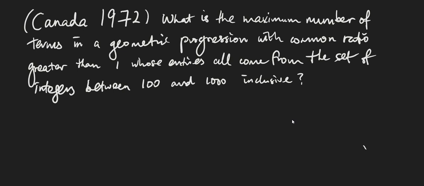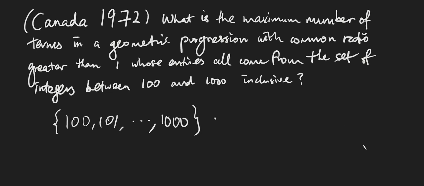Let's try this Canadian Mathematical Olympiad 1972 problem. What is the maximum number of terms in a geometric progression with common ratio greater than 1, whose entries all come from the set of integers between 100 and 1000 inclusive? So basically what this problem is asking is how long is the longest GP in the set 100, 101, and so on until 1000.